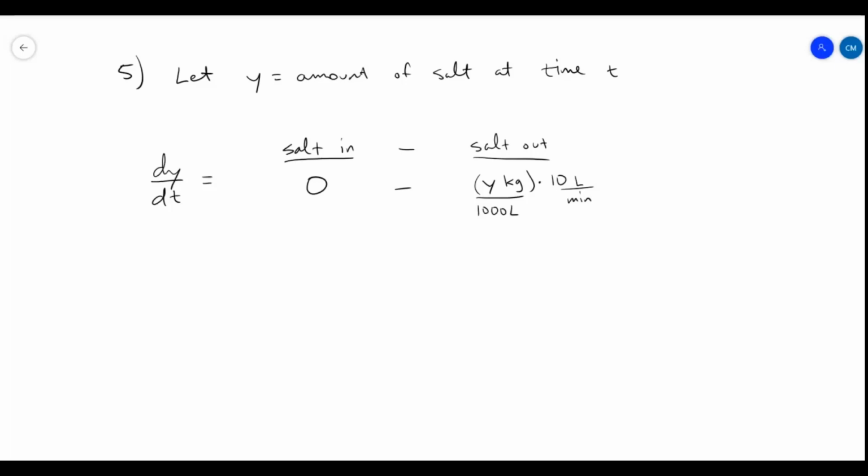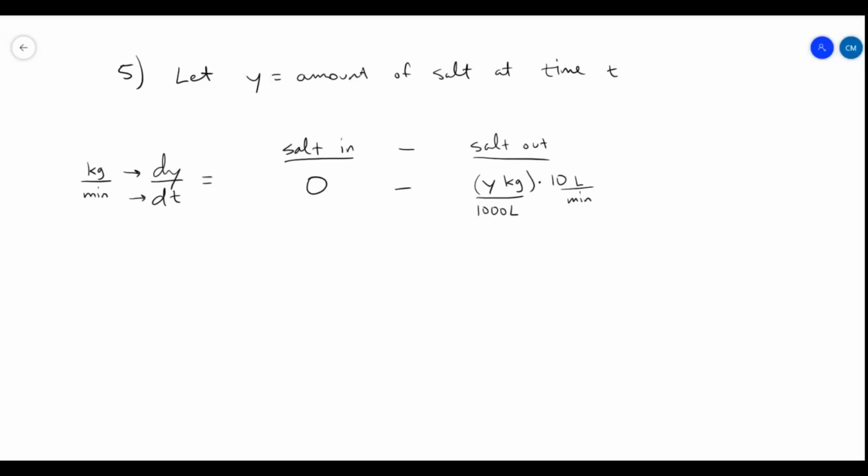And if you look over here on the left side, what do we have here? We said that y was the amount of salt. So the units of y should be kilograms, right? So on the numerator here, we have kilograms. And on the denominator here, what are the units that we have? This is measured in minutes. So kilograms per minute is what we see on the left side, right? dy dt is kilograms per minute. We should see the same units on the right side, okay?